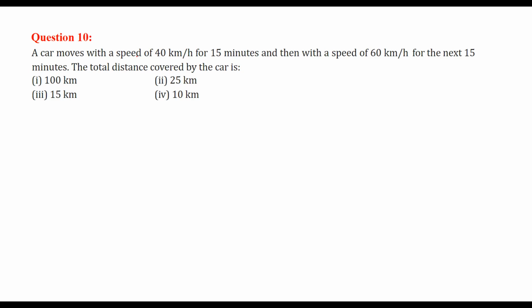A car moves with a speed of 40 km an hour for 15 minutes, and then with a speed of 60 km an hour for the next 15 minutes. Find the total distance covered by the car. For the first distance d1, it travels for 15 minutes at 40 km an hour. Then for d2, it travels at 60 km an hour, 15 minutes again. So we'll compute d1 and d2 and then add them.